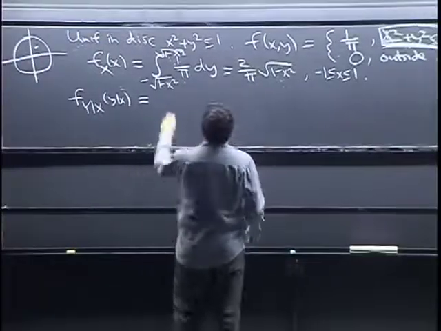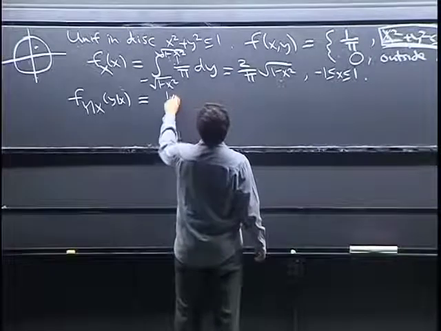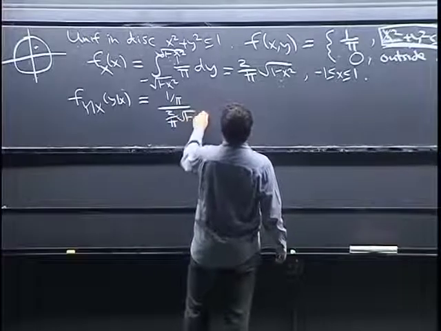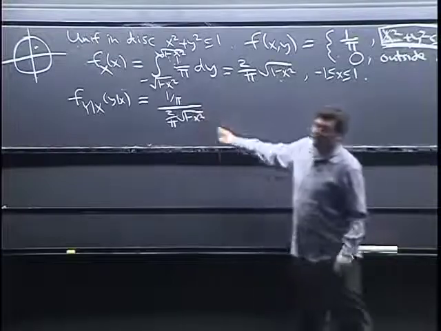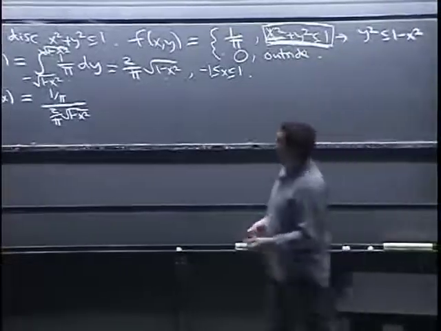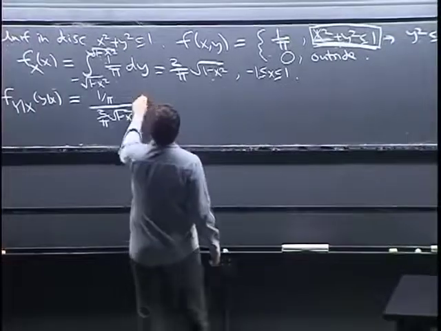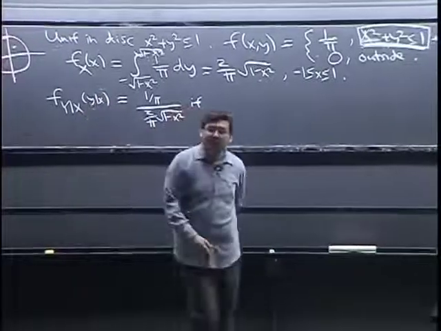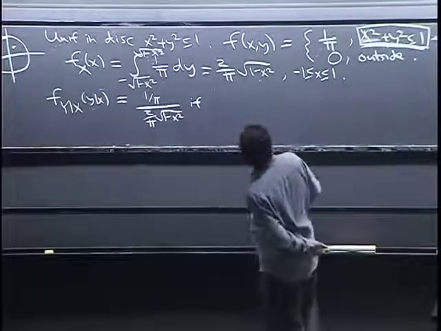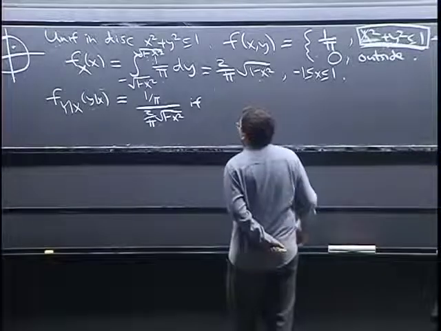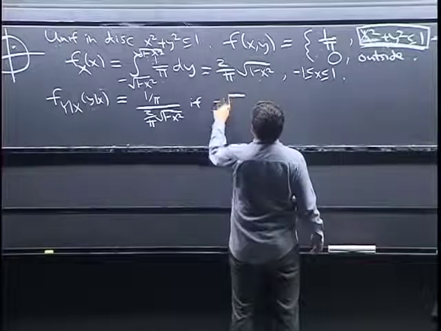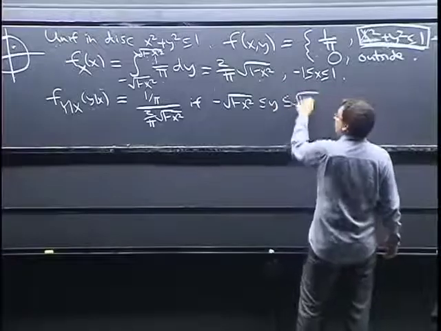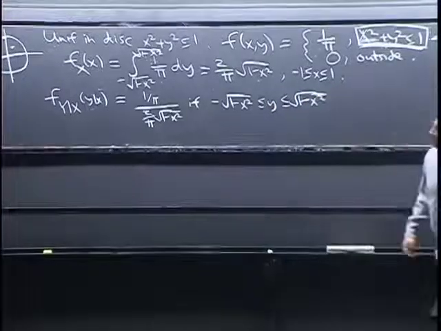So it's just going to be 1 over pi divided by 2 over pi square root of 1 minus x squared. I just took the joint PDF divided by the marginal PDF, and we have to be careful about where this is non-zero. I'm thinking of x as fixed right now. It's like we get to observe x, and I want to say, well, what are the possible values of y? Well, for each x, we know that y has to be between minus square root of 1 minus x squared and plus square root of 1 minus x squared, okay? 0 otherwise.